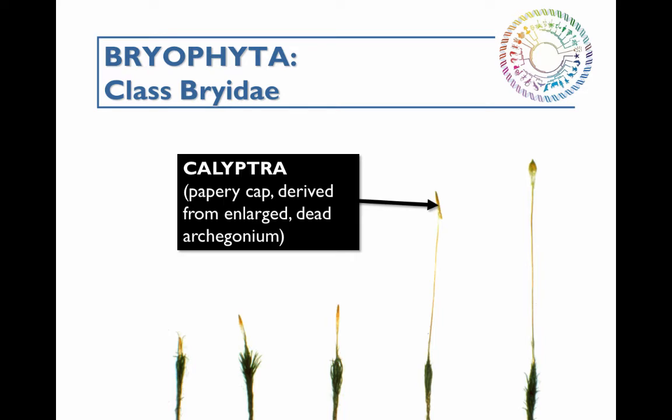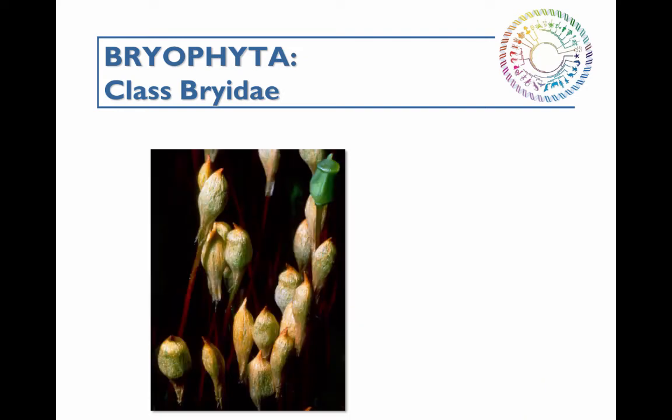And that part of the archegonium is called the calyptra. It's a papery hat which is derived from the enlarged dead archegonium. And I think perhaps that is clearer in this photograph. Here we have a whole cluster of sporophytes from the Bryidae. This brown papery structure here is the top of the archegonium, it's the calyptra. At the base here we can see that it has clearly been torn away. There's a jagged base where it's been torn from the rest of the archegonium.